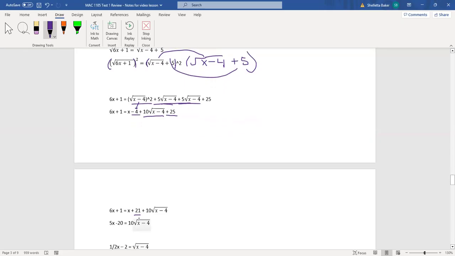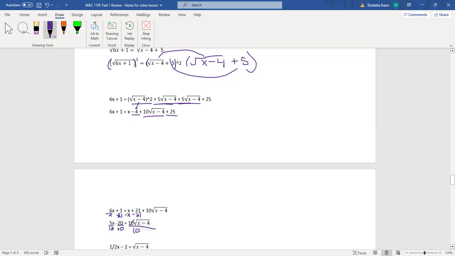We want to continue to solve here. To do that, we're going to carry over the x and the 21. So we subtract x from both sides. 6x minus x gives us 5x. We also subtract 21 from both sides. And 1 minus 21 gives us minus 20. From there, we want to divide each side, everything on the left and everything on the right, by 10.